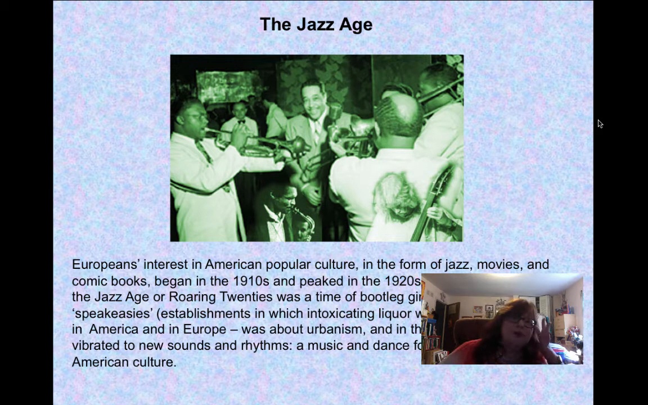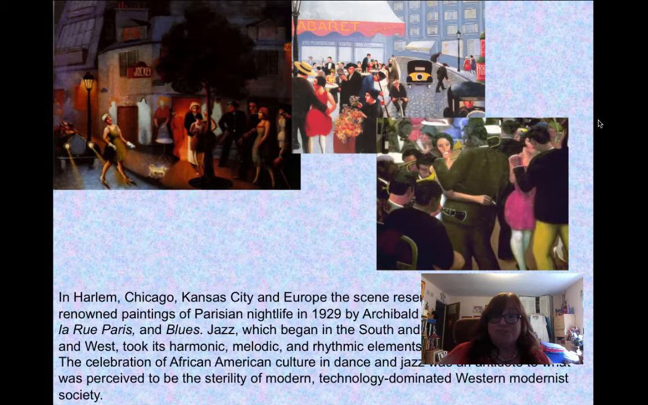This is also known in the 1910s and the 1920s as the Jazz Age. So it was a time when alcohol was outlawed because of temperance laws. And so you have people making liquor illegally, bootleg, it's known as, and establishing speakeasies, which are basically establishments where alcohol was sold illegally. And life in America and in Europe was about urbanism and the towns. The clubs were listening to jazz, which was rooted very much in African American culture.